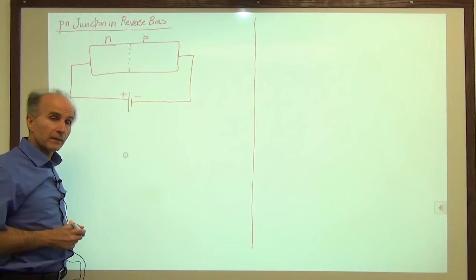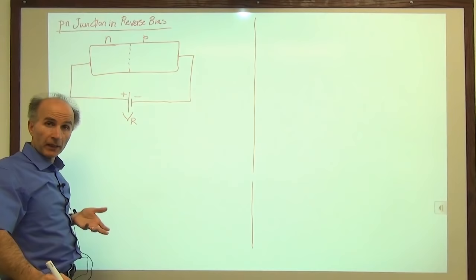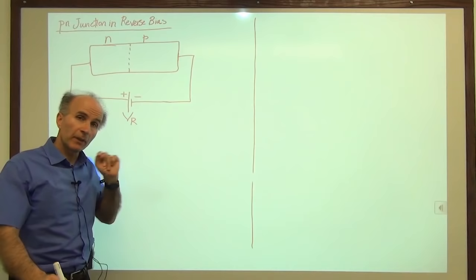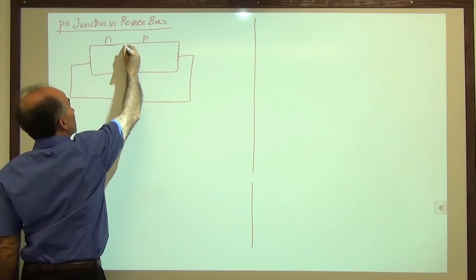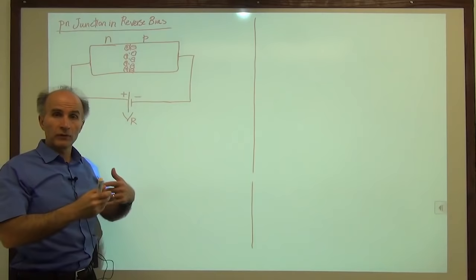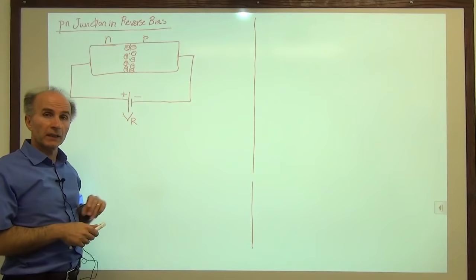So what exactly happens when we apply this voltage? Let's call it VR, reverse bias voltage. Say we applied 1 volt in reverse bias to the p-n junction, and we would like to see what happens. Let me first draw the depletion region that we had in the equilibrium condition. In equilibrium, we had some positive ions here and some negative ions here, because we had to have an electric field to stop the diffusion of the carriers. But now that we apply a voltage, we are doing something else that affects the behavior of the junction.